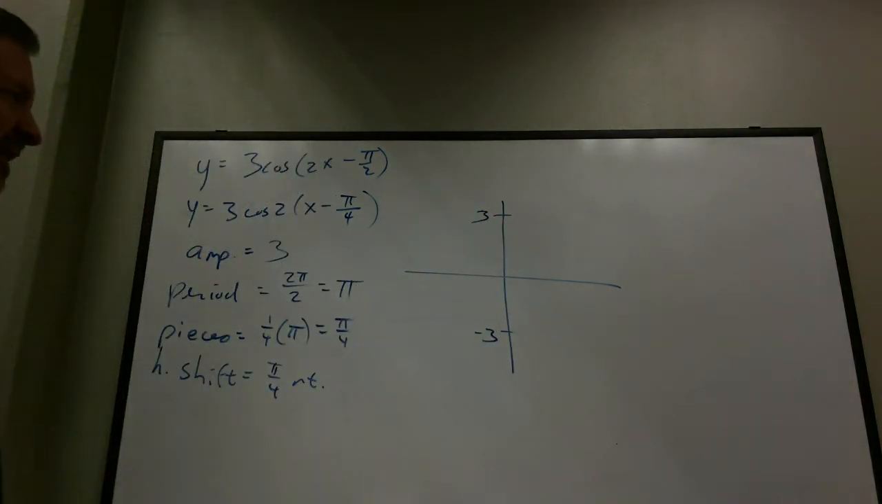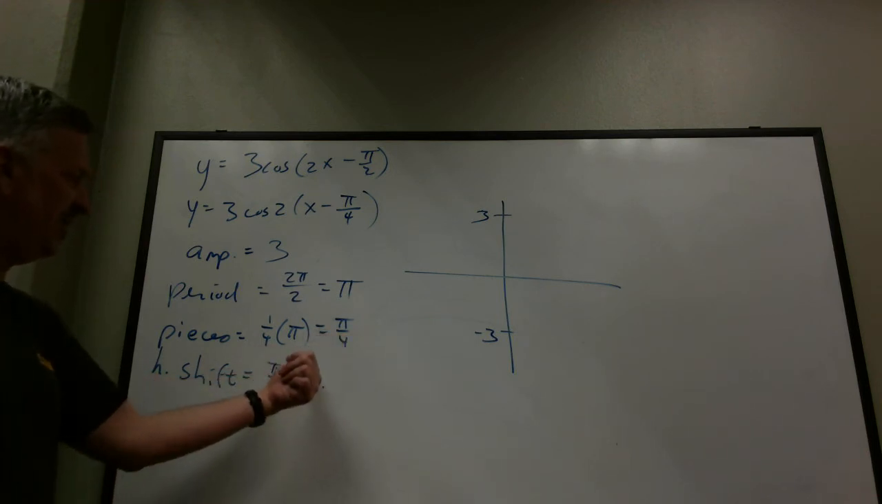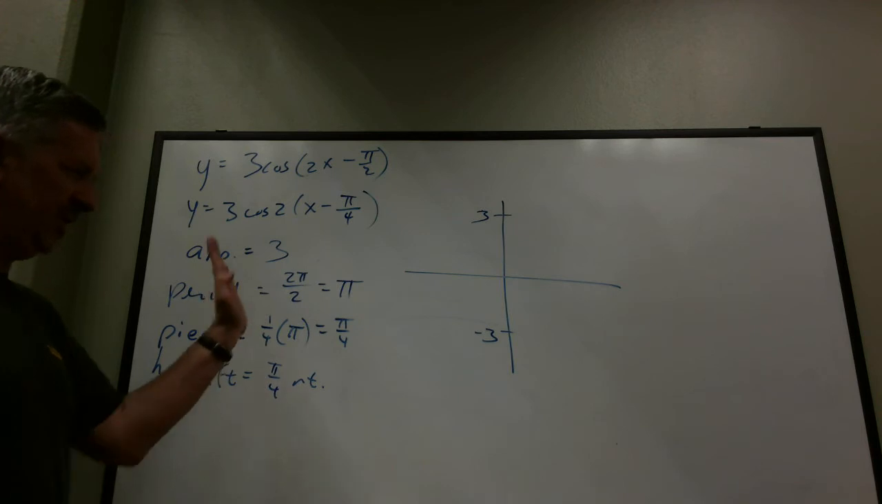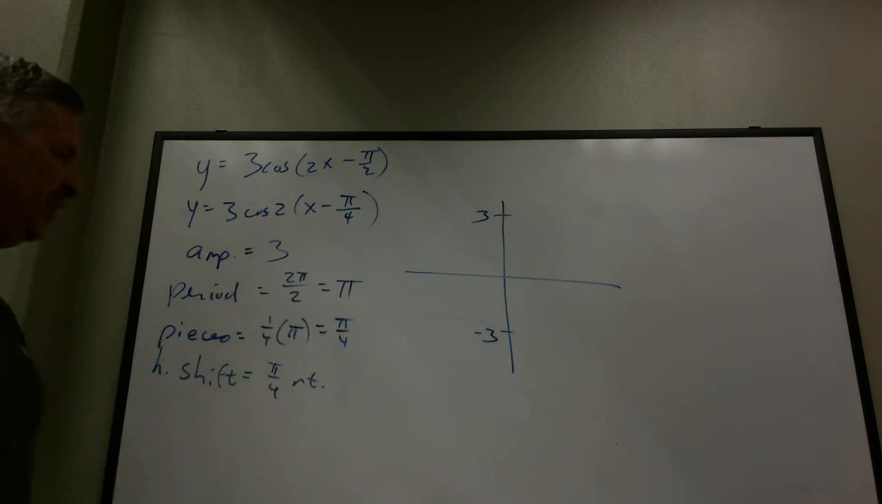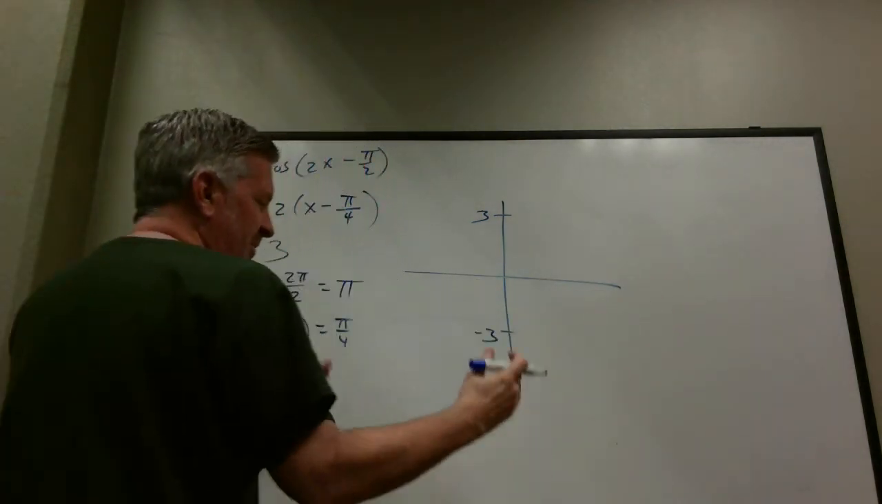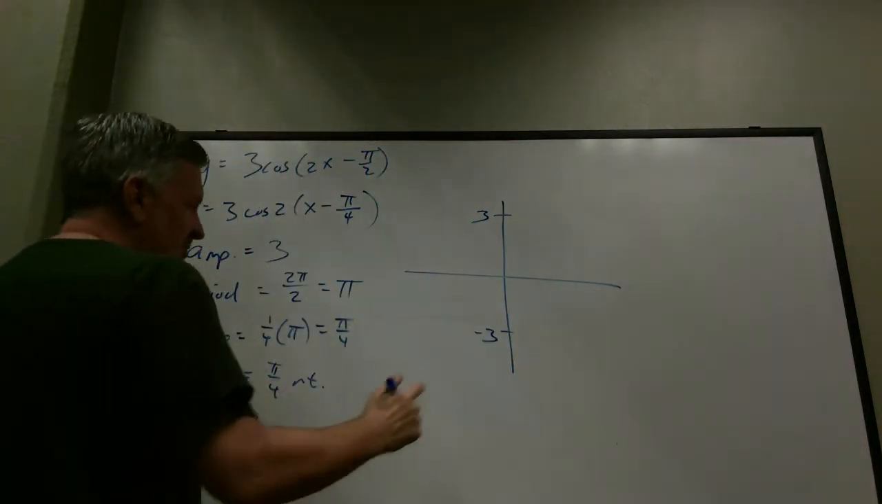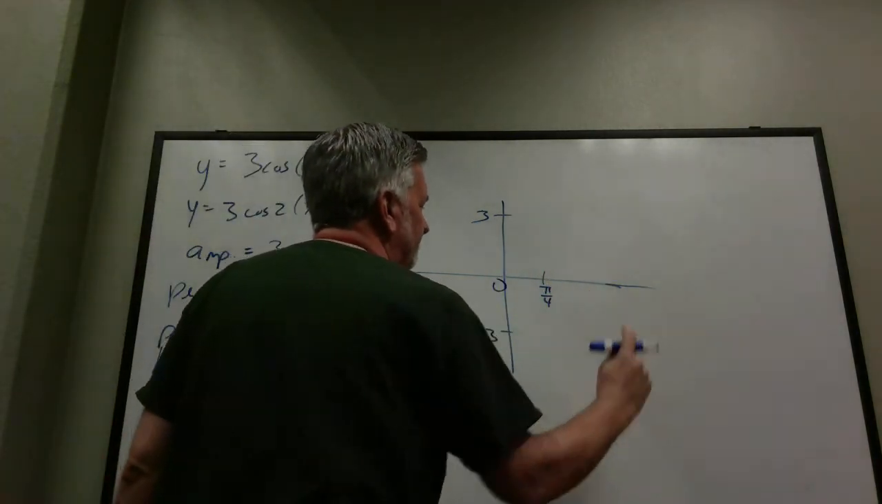And then what's the next step? The next step is you do the horizontal shift. Notice the horizontal shift and the pieces are the same again. So if I shift over, the shift right is equal to one piece. My point being, I don't have to go way out here, right? You can keep the scale reasonable. So if I go pi over 4, here's 0, I'm going pi over 4 to the right.